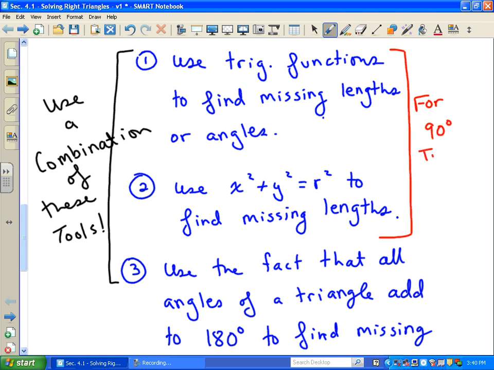Later on, we're going to be looking at triangles where one of the angles is not 90 degrees, and we can't use these two tools in that situation. And then number three, we can use the fact that all the angles in a triangle add up to 180 degrees to find missing angles.